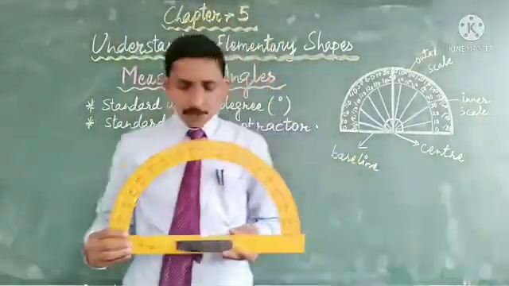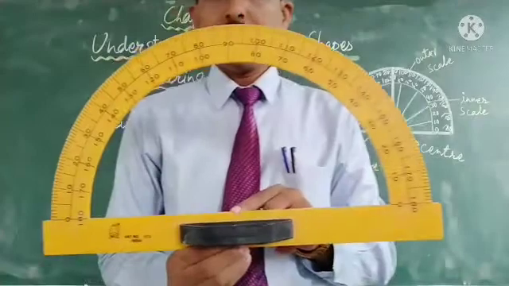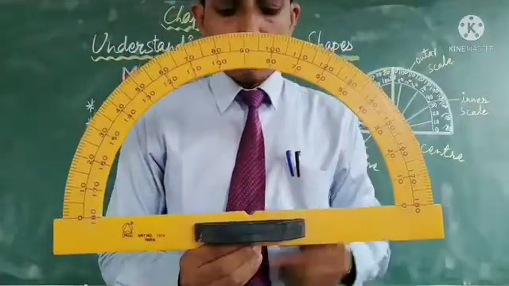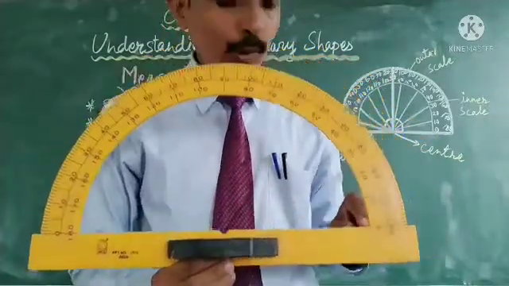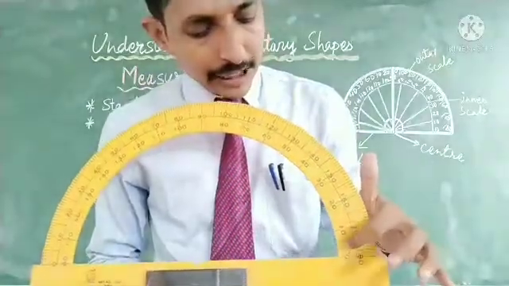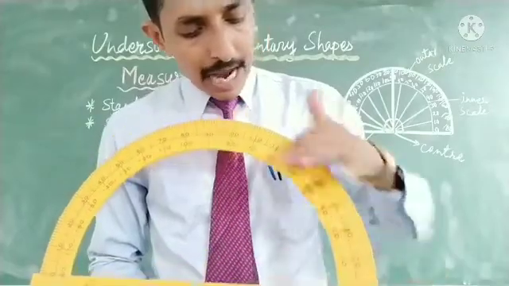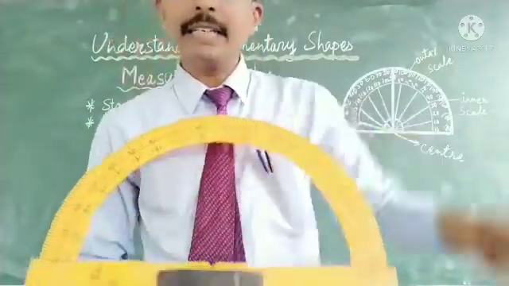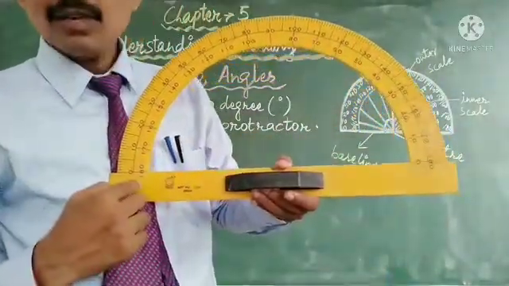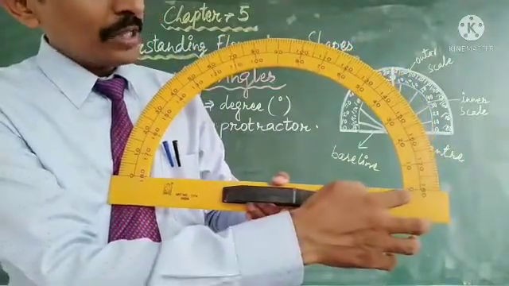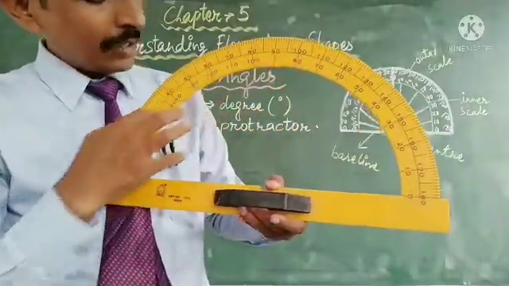Now my dear students, you see, this is the center of the protractor. This point is the center of the protractor, and this line is the baseline of the protractor. And here you see inner scale, which starts from 0 degree and ends in 180 degree. So this goes from right to left, and this direction is called anti-clockwise direction.